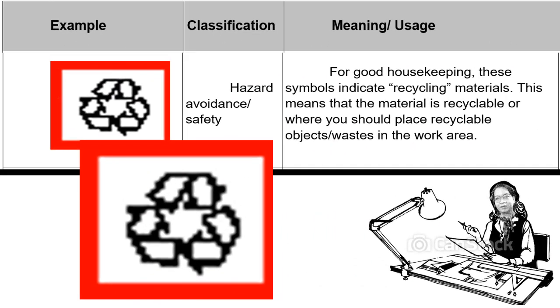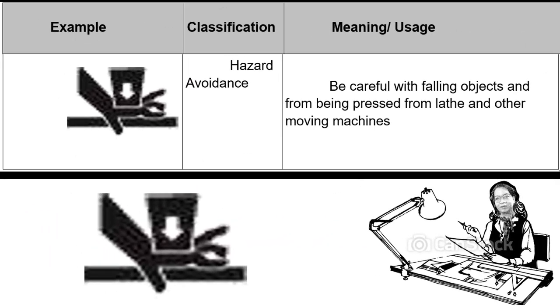Hazard avoidance or safety. For good housekeeping, these symbols indicate recycling materials. This means that the material is recyclable or where you should place recyclable objects or wastes in the work area. Hazard avoidance. Be careful with falling objects and from being pressed by a lathe and other moving machines.